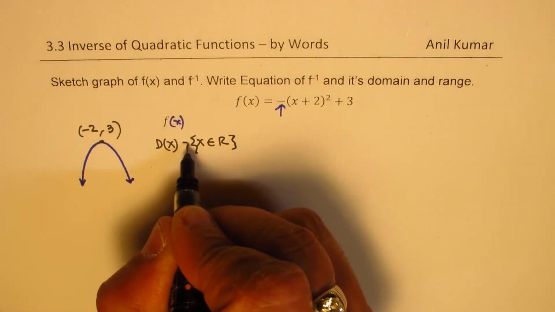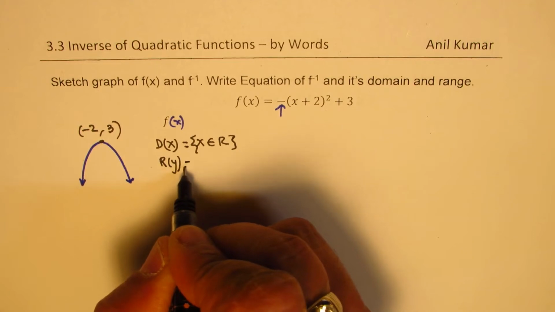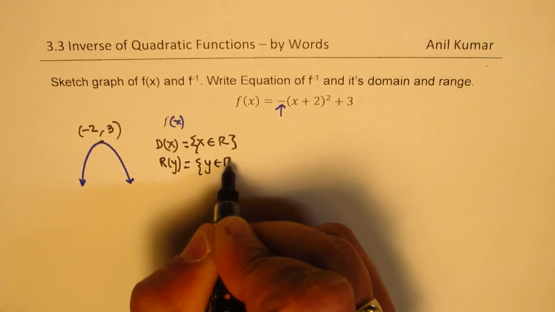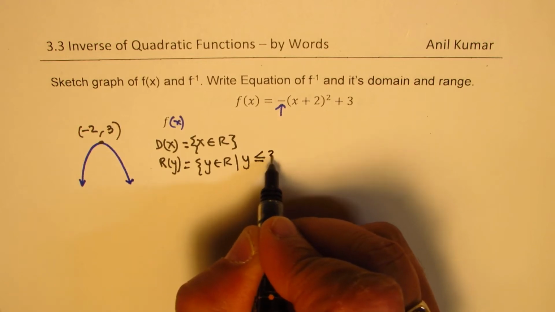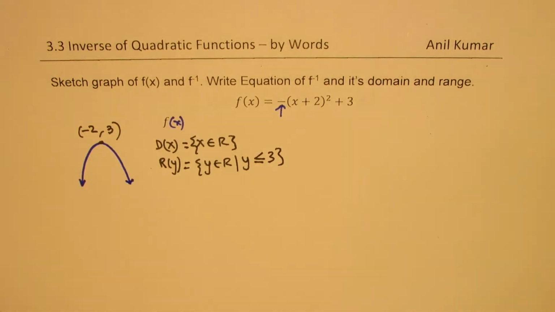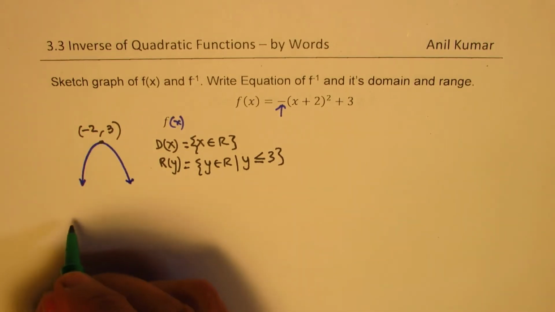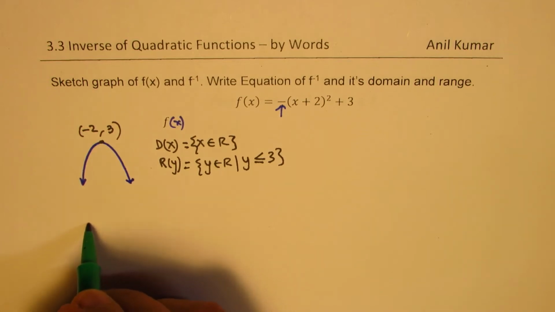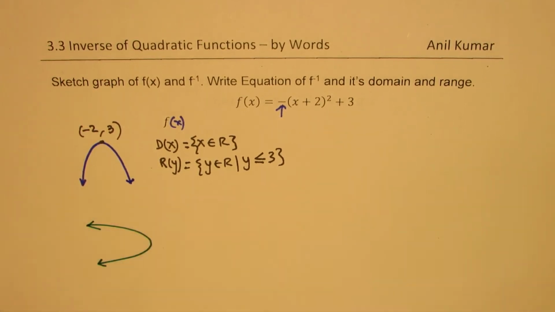As far as range is concerned, it is restricted. Y belongs to real numbers, however, y should be less than equal to 3. Correct? Since it opens downwards. Now, whenever the parabola opens downwards, its inverse will be kind of opening left. Do you see that? It will be opening left. That is how it is.